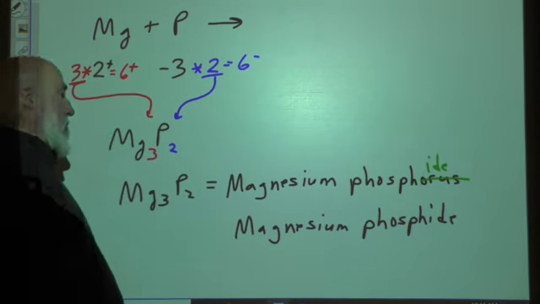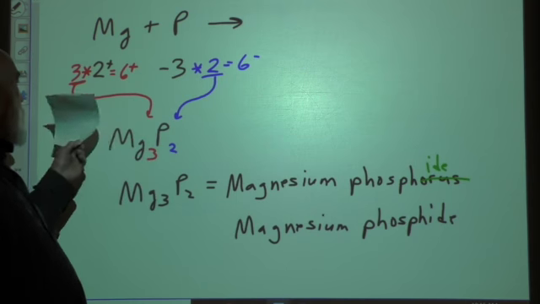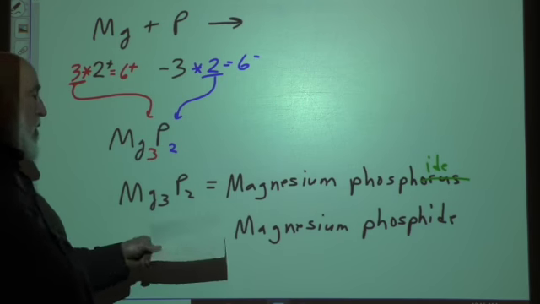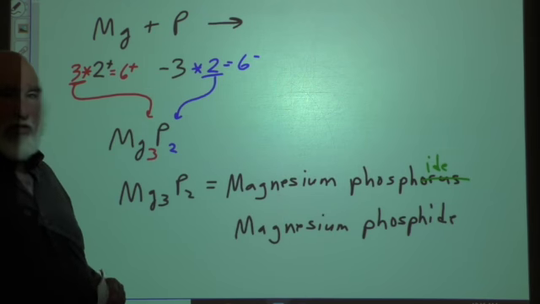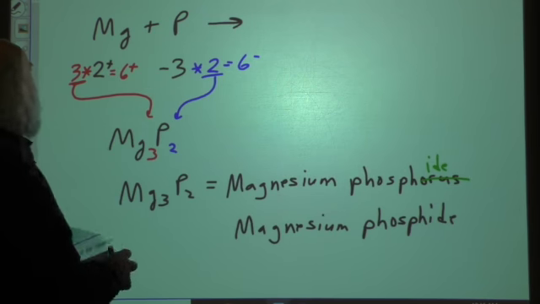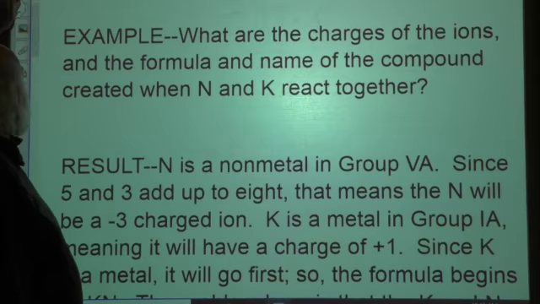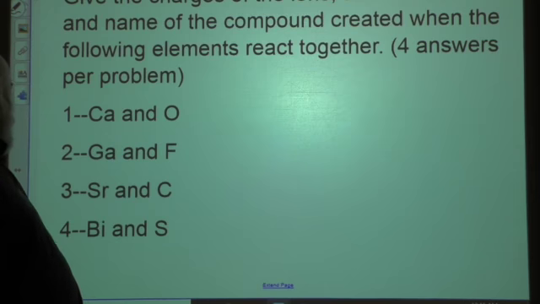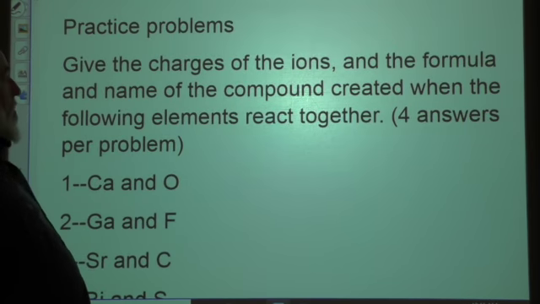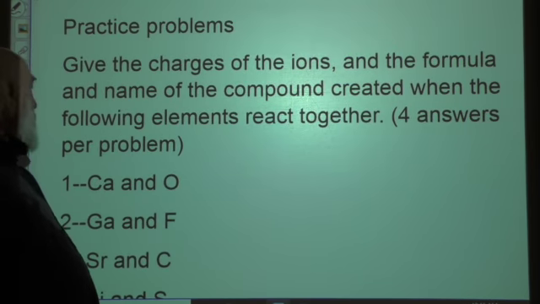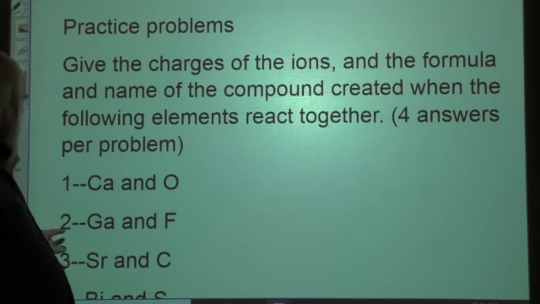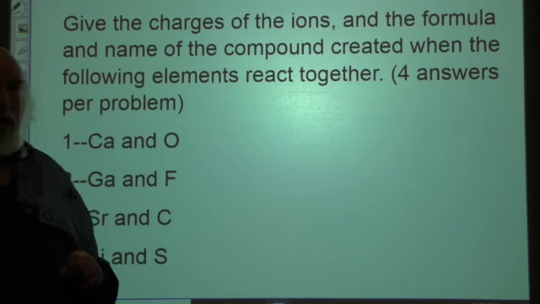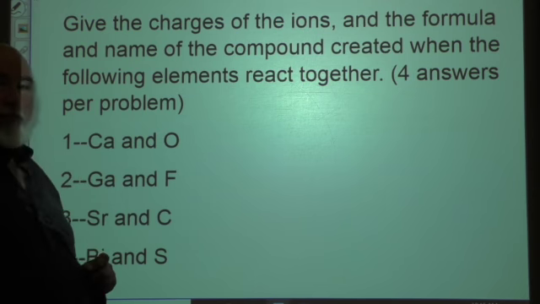So there you have it. Charges, +2 and -3, formula Mg3P2. And magnesium phosphide is the name of the compound. Your practice problems: give the charges of the ions, the formula, and name of the compound created when the following elements react together. And there will be 4 answers for every problem. All right? Good luck.